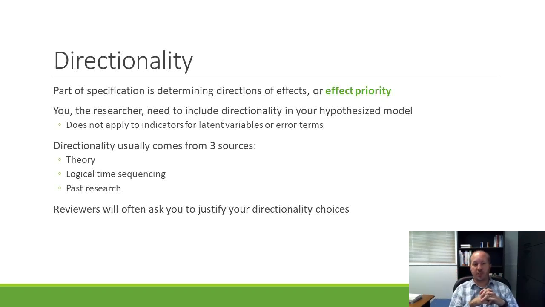We may also have directionality based on time sequencing. So this variable was measured in year 3, and this variable was measured in year 5. And then we also rely on past research that indicates either directionality or time sequencing or causality. Reviewers will often ask you to justify your directionality choices. So it's very important that in your literature review, you set up really clearly the relationships that you are proposing in your model. So as your reviewers read your literature review, it becomes very clear why your model is set up the way it is, and the ordering of the variables is in the manner that you're putting them in.